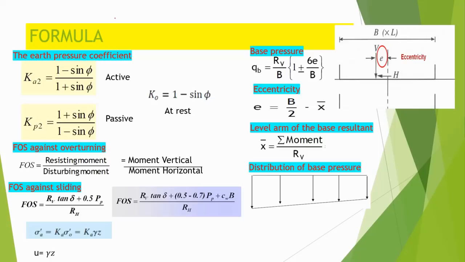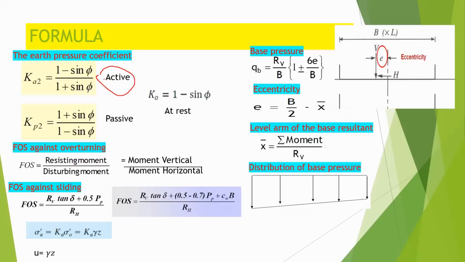The first formula that you need to memorize is the pressure coefficient. We have three states. The first state is the active. Bila active, selalunya ada perkataan backfill. Kita selalu guna active. Okay, ingat, backfill adalah active.